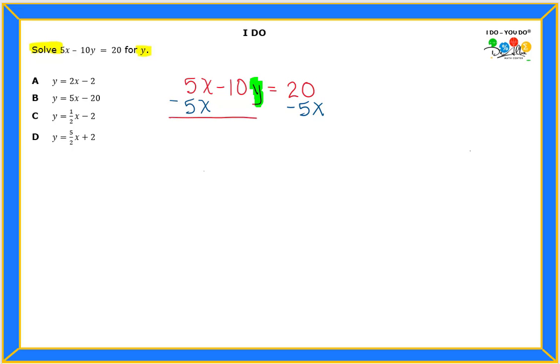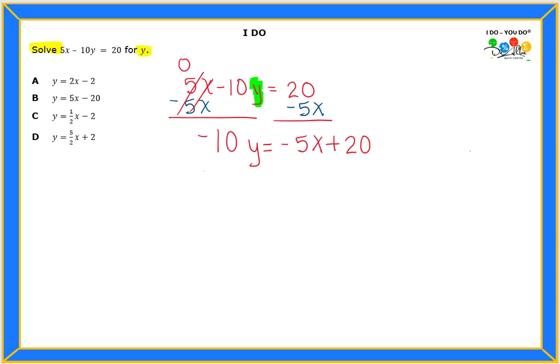Okay, let's write down a line here. So 5x minus 5x cancels because think about 5x minus 5x is a 0, right? And 0 don't count, so I don't need to write it down. I'm going to bring down the negative 10y, and I'm going to rewrite this as negative 5x plus 20. Okay, just because I like to have the variable first, okay?